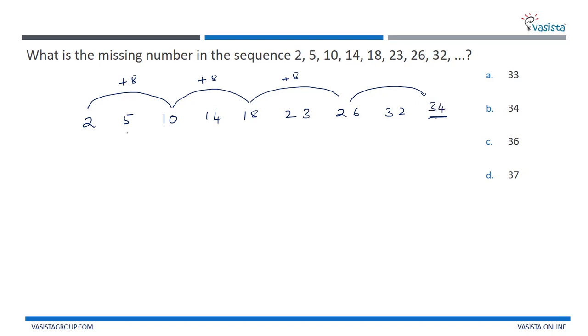Let us check from here. 5, this will become plus 9. And 14 plus 9 is 23. 23 plus 9 is 32. So the next number will be 32 plus 9 is 41. Here 34. The answer here is 34.